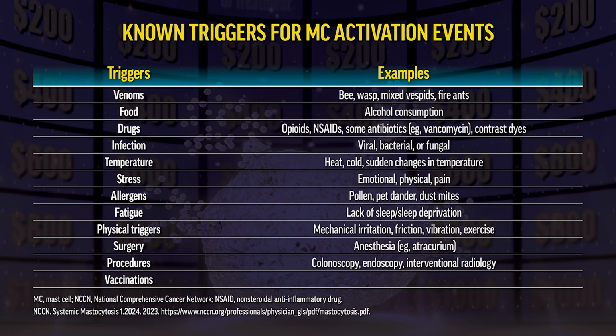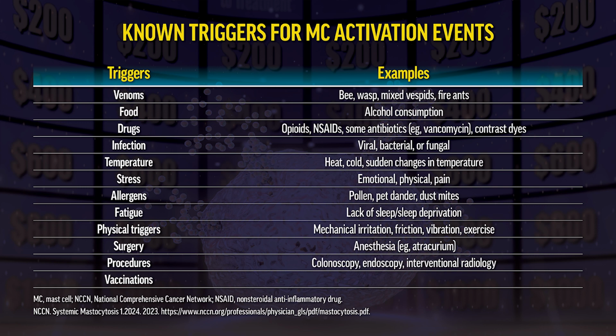So, of course, specific IgE-mediated triggers can be involved as well, and the particularly prominent IgE trigger would be venom allergy. So stinging insect, bee, wasp, yellow jacket, hornets. Those are known to cause very severe anaphylaxis in patients with mastocytosis.